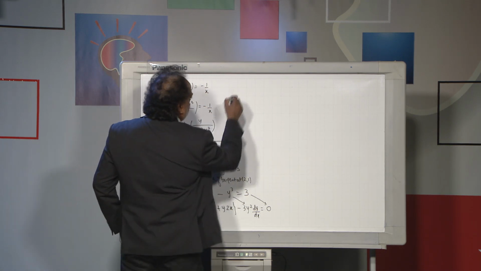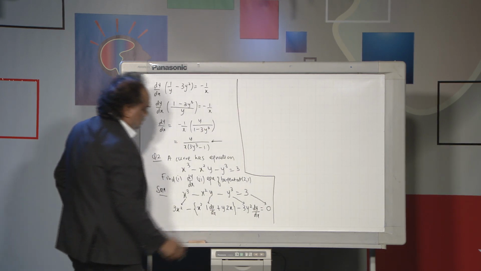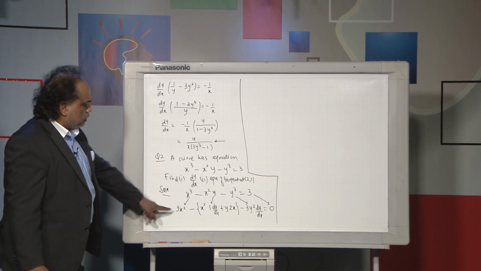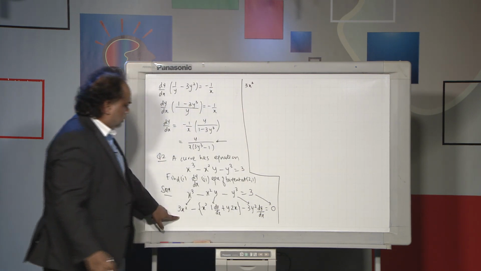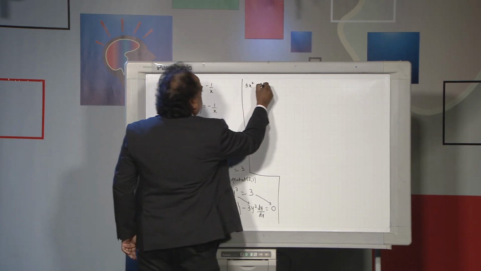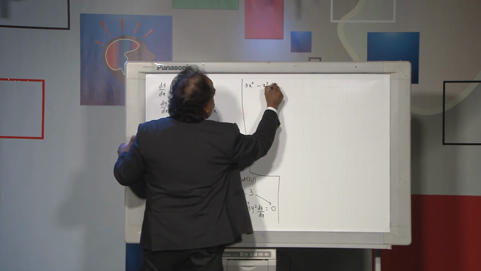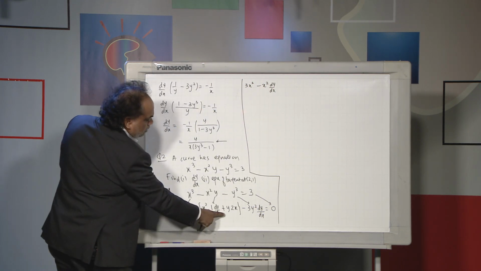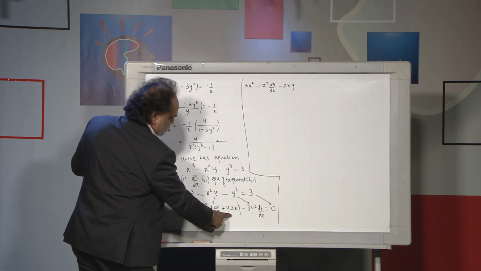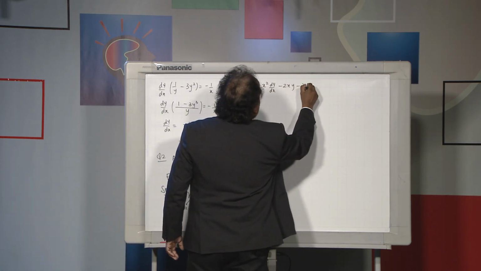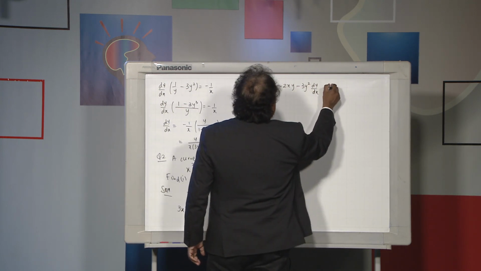So what are we going to do now? We are going to simplify this term and make dy by dx subject of formula. So first term I had was 3x squared minus x squared dy by dx minus 2xy minus 3y squared dy by dx equal to 0.